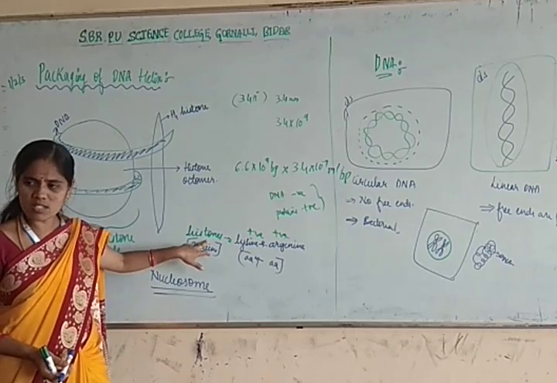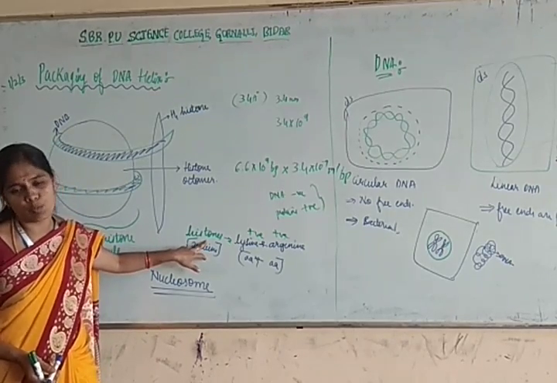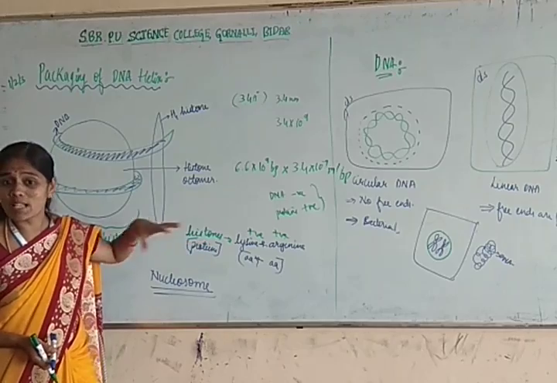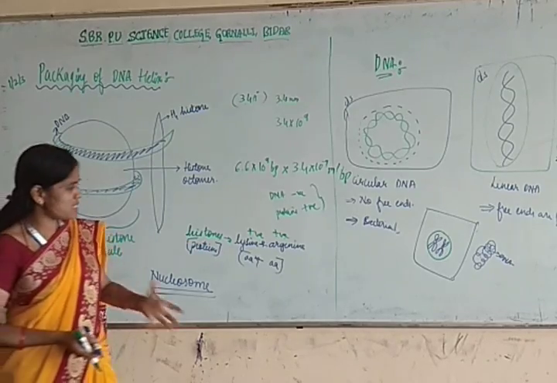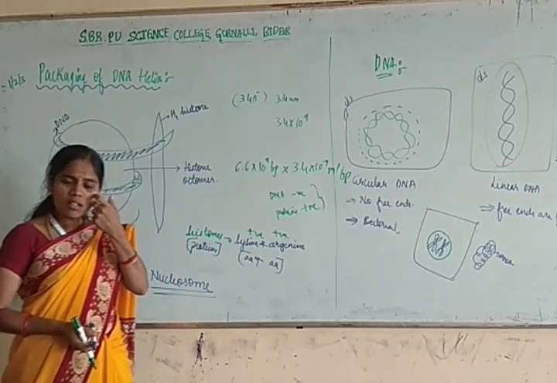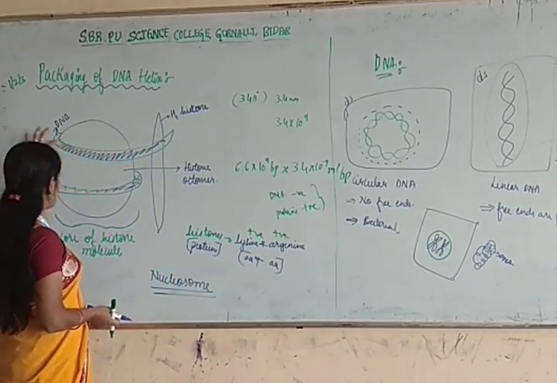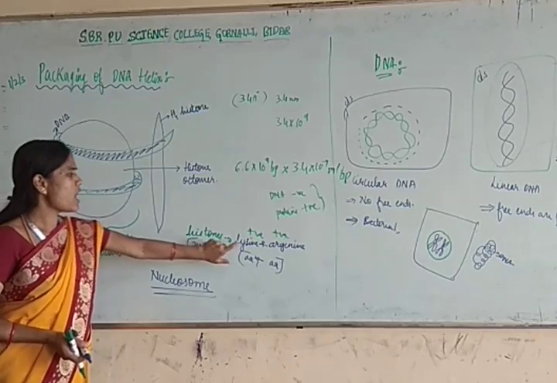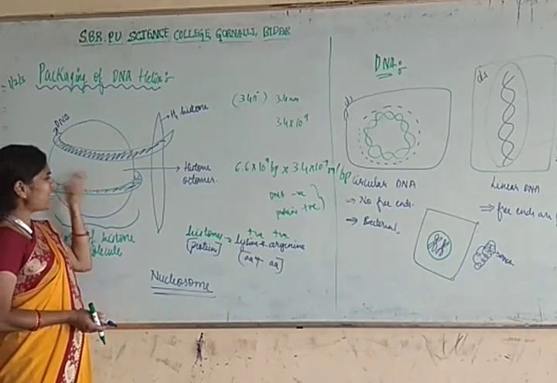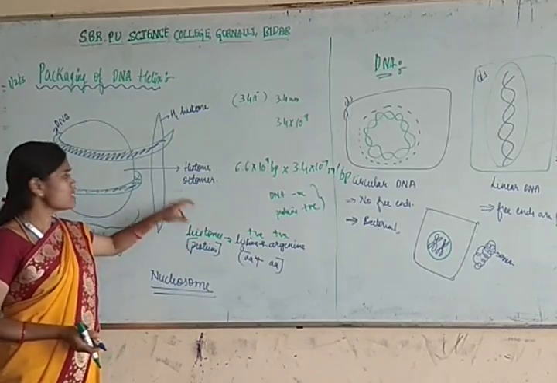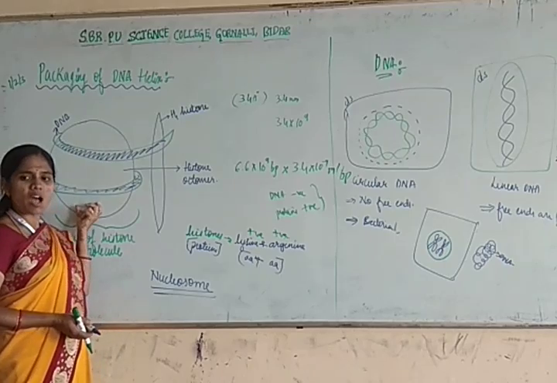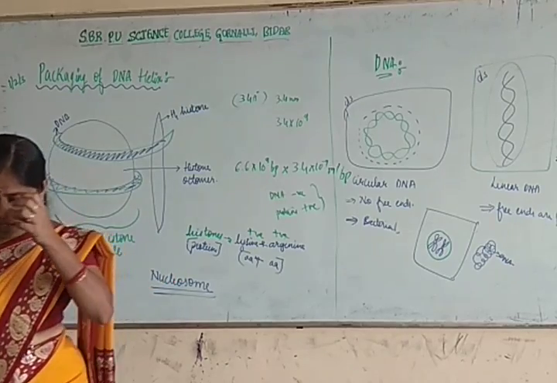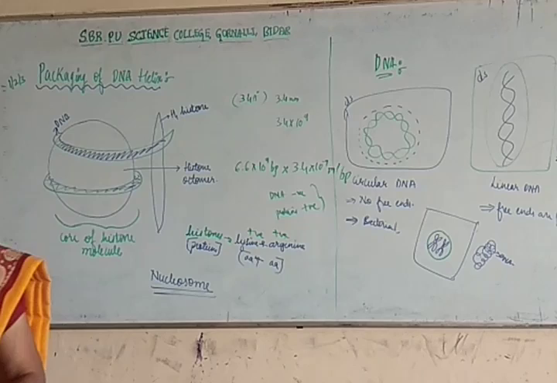What is histone? Histone is a positively charged protein. Why is it said to be positively charged? Because it is made up of basic, positively charged amino acids, lysine and arginine. So here DNA is wrapping around the positively charged histones. Why is it wrapping? Because the DNA is negatively charged and the histones are positively charged, and opposite charges always attract each other. We will now see how the process takes place.